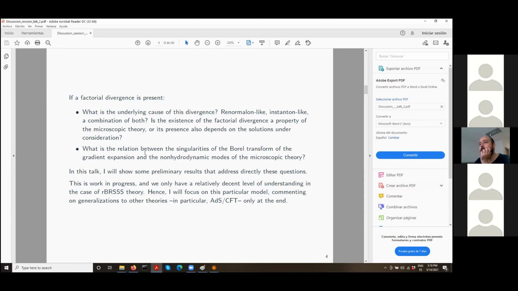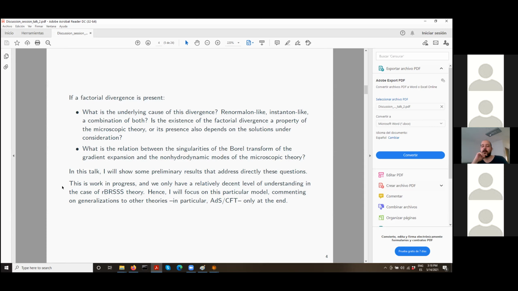And in general, assuming that we have a factorial divergence present, a complementary question to this question of its origin is understanding what the relation is between the singularities of the Borel transform of this gradient expansion and the non-hydrodynamic modes present in your system. So we would like to understand how this connection, which was uncovered for Bjorken flow, would extend to more general fluid flows. In this talk, I will show some preliminary results that try to address directly some of these questions. This is work in progress, I have to say.